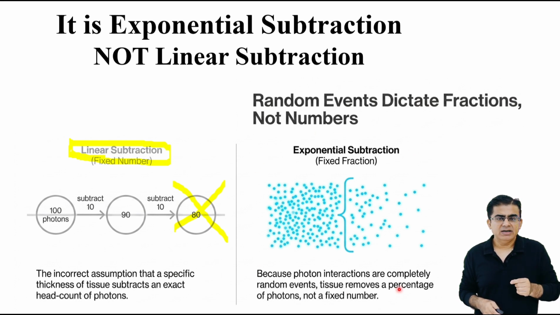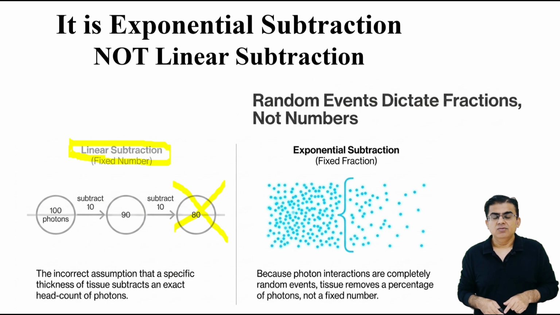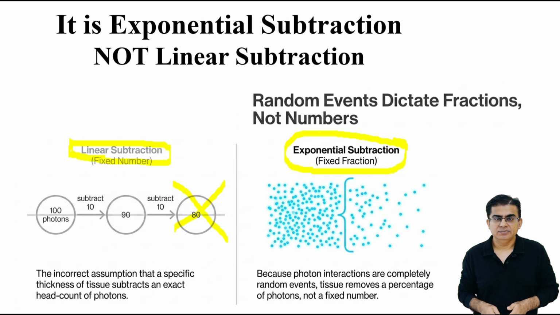We must remember that photon interactions inside the patient are completely random events. Because these atomic collisions are random, the tissue never removes a fixed number of photons from the beam. Instead, the tissue always removes a fixed percentage of the beam. We call this specific process exponential subtraction.